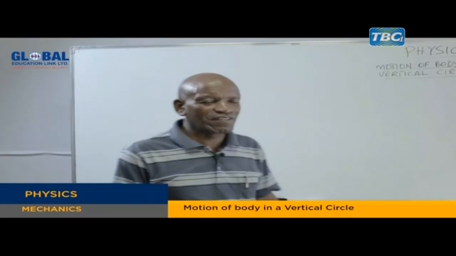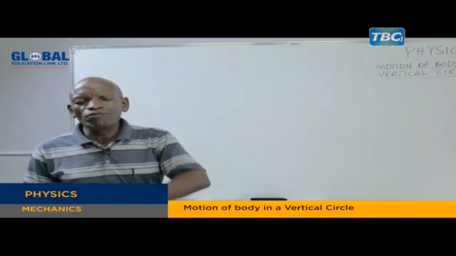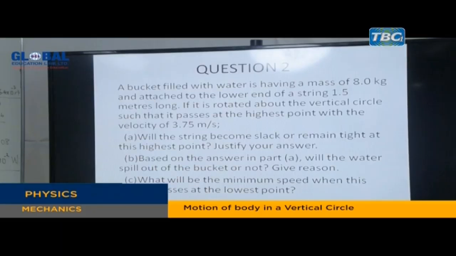So students, this is the question. We are having a bucket which is moved in a vertical circle, and this bucket is filled with water. Its total mass with the water is 8 kilograms. And the string with which it is made to move in a vertical circle has a length of 1.5 meters. And it is rotated with that particular velocity, 3.75 meters per second. So you can answer one question after another.